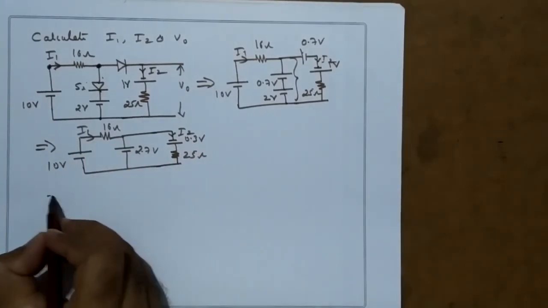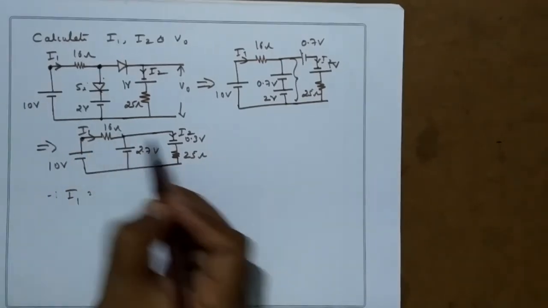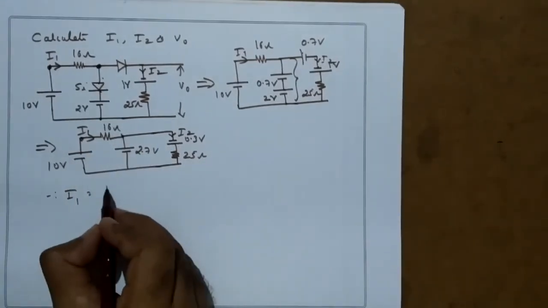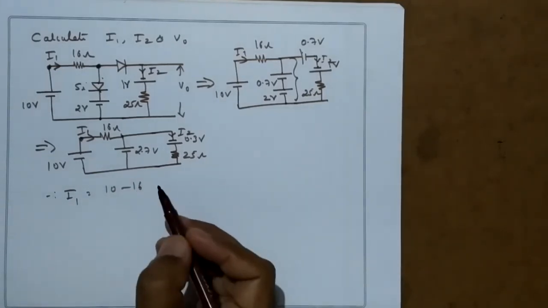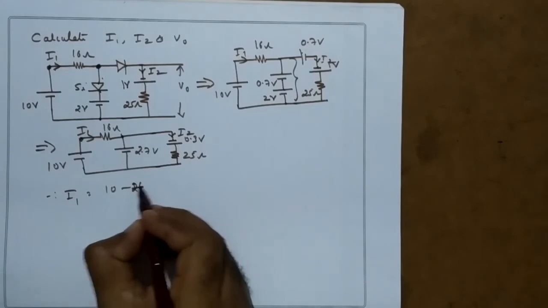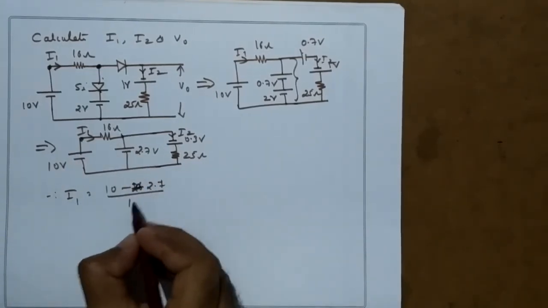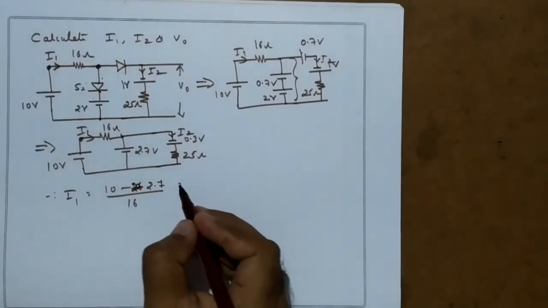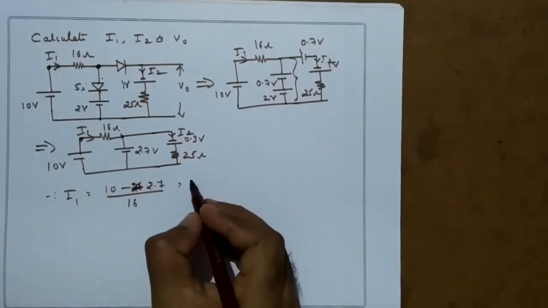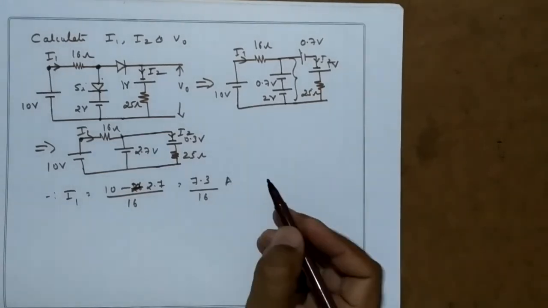Therefore now I1 is equal to potential difference across the resistor V, that is 10 minus, sorry, 10 minus 2.7, this voltage minus this voltage divided by 16. This is equal to 7.3 divided by 16 amperes.